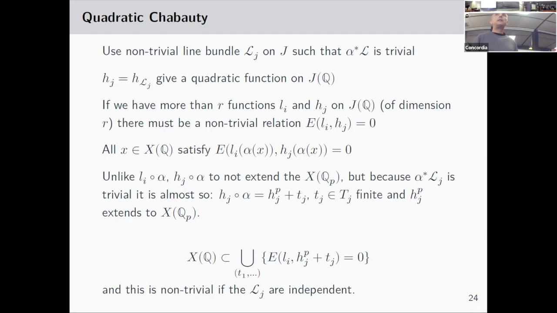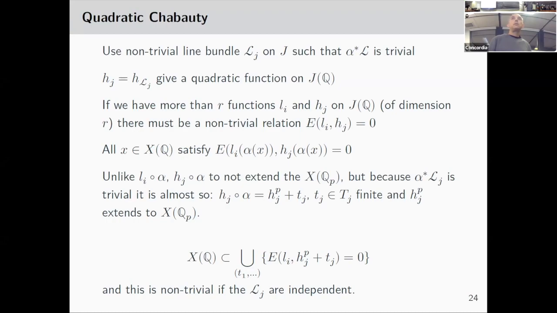It's like the classical thing. It's a product of a lot of terms, and it doesn't extend to QP. However, because I chose these L's to pull back to the trivial thing, it's almost true. What happens is that when I take Hj and compose with alpha, I get a function which does extend to QP, up to some finite number of possible values. So you could think of it as a function that takes a finite number of values, right?